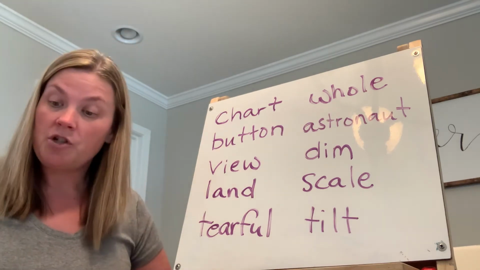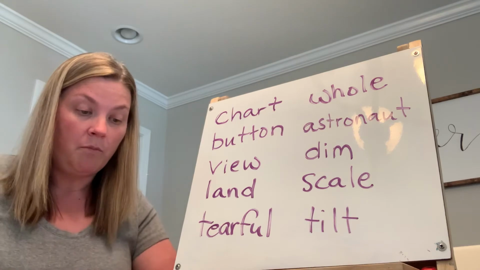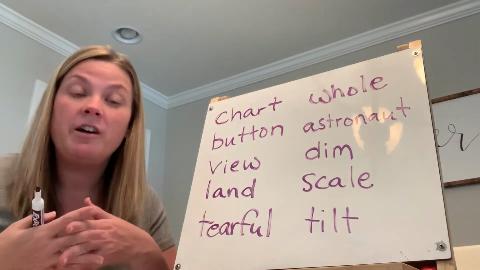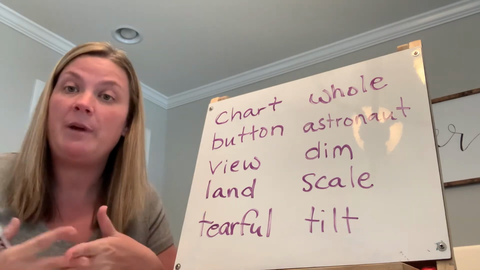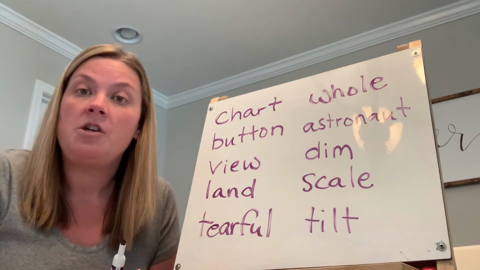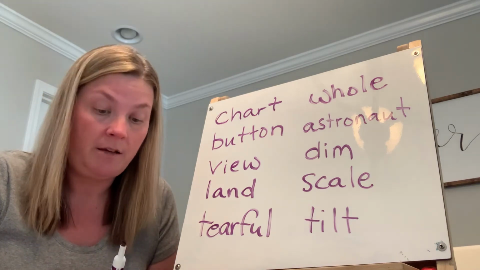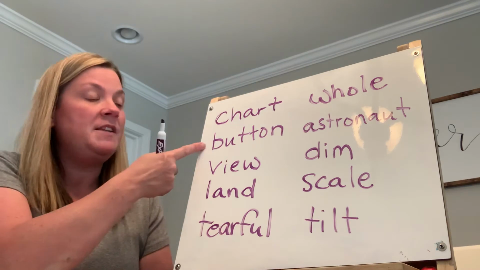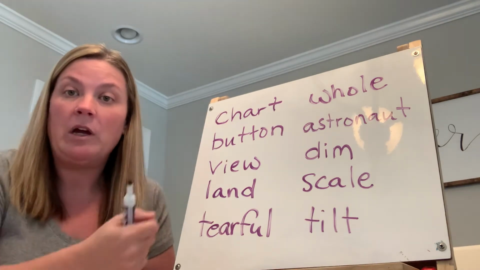So we use charts when Miss Marbet tries to teach you something. So a chart is a drawing that gives us information. So you need to know what a chart is. Our second word is button. I think we all know what a button is.